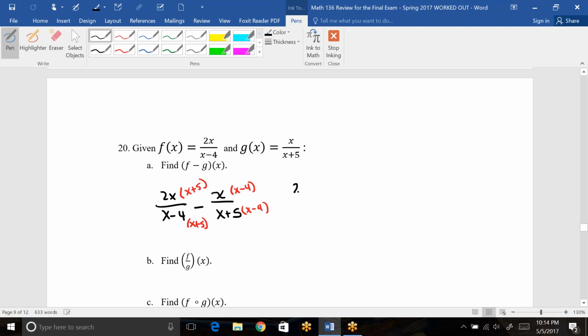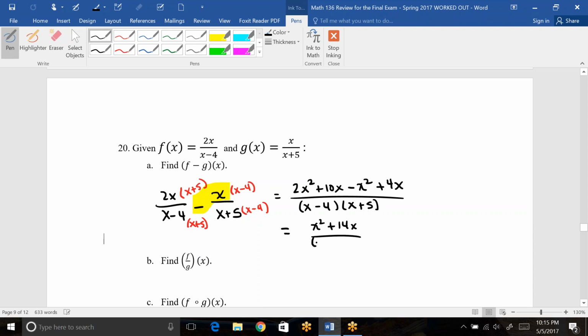On top, I'll get 2x squared plus 10x. Be careful when you do the second one. This negative goes with the x when you distribute. So that would be negative x squared, and negative x times negative 4 would be positive 4x, all over x minus 4, x plus 5. Combine like terms, we'll get x squared plus 14x over x minus 4, x plus 5. So that is the subtraction of those two functions.